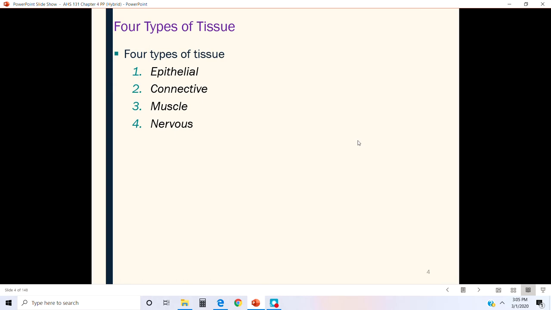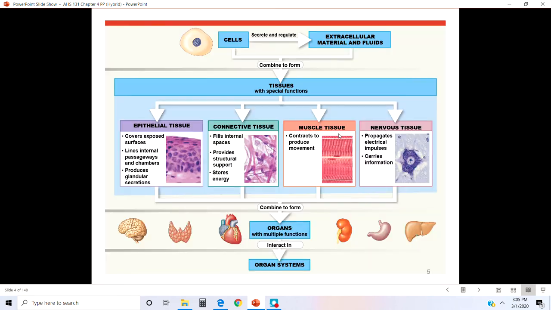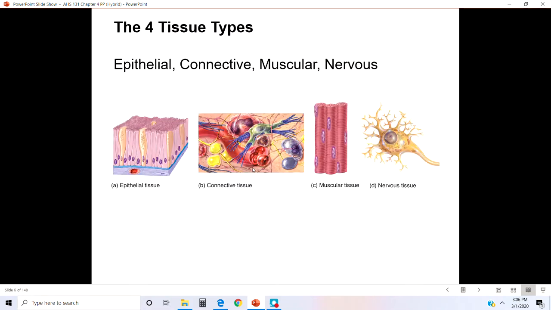So I do need you to know there are four principal tissue types. Over the next couple lessons, we're going to look at them in great detail. They are epithelial tissue, connective tissue, muscle tissue, and nervous tissue. All right, so again, epithelial tissue, connective tissue, muscle tissue, and nervous tissue, right? The four principal tissue types, four main tissue types. This is from another book, just showing epithelial tissue here. Here's some connective tissue, muscle tissue, and then this is a neuron that makes up nervous tissue.